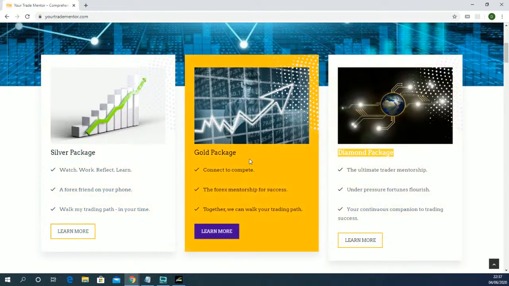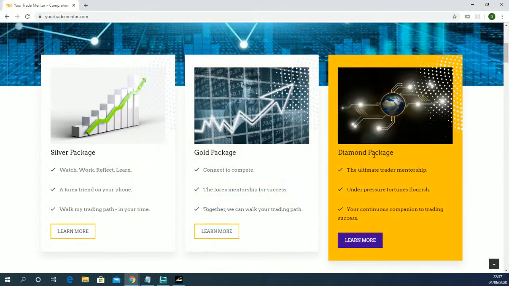Then the gold package is for a group that also wants to be in the website, enjoy every bit of it, but they want just a little bit of mentorship, not much. They want 1 day mentorship, just 1 day, or for a day it's 2 hours. So they want a day mentorship.